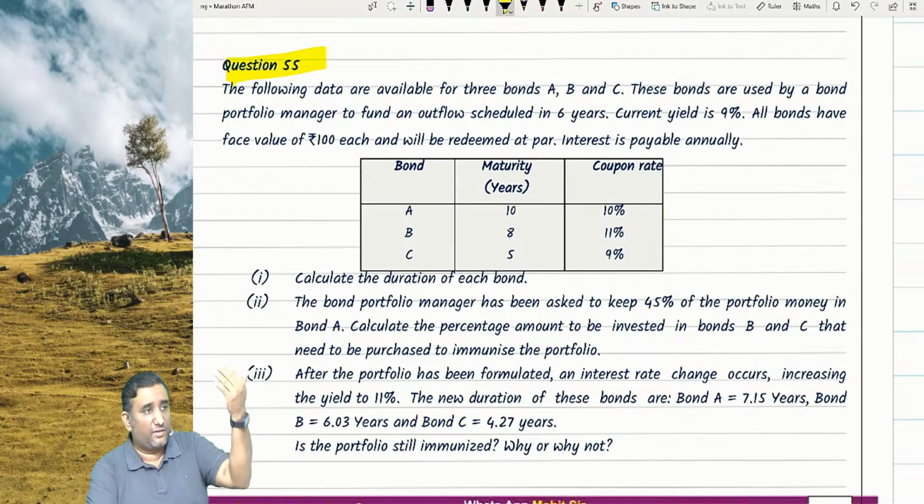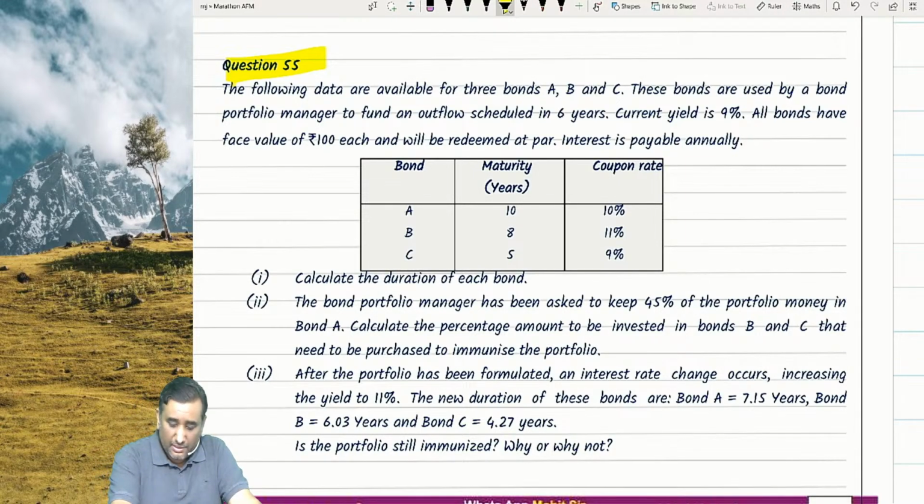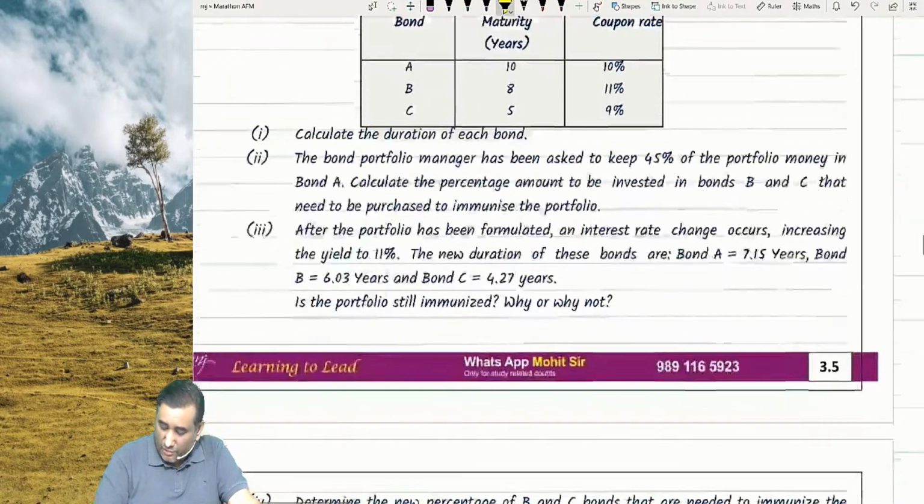A 20-marks case study can come. Instead of 3 parts, he can make 5 parts. First part duration of A, second part duration of B, third part duration of C, and then the second and third parts he can give each. That could be justified. There could be a possibility that this could be a kind of case study which can come. Question 55 is in your notes also.